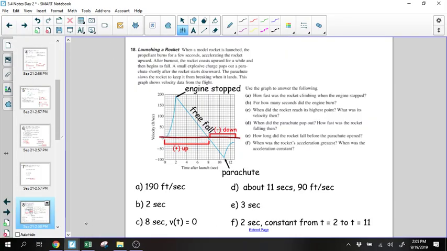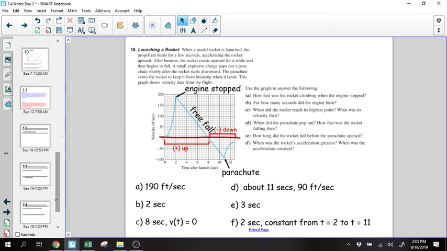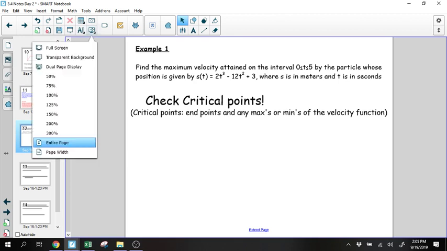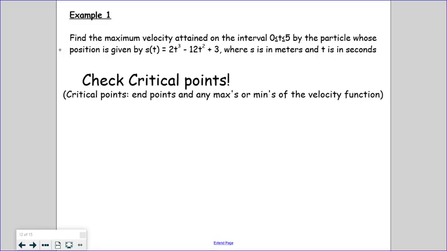Let's go ahead and go back to our notes for today. And the topic I want to add today is this concept of what we refer to a lot called critical points. So in this example here, it says find the maximum velocity attained on the interval from 0 to 5 by the particle whose position is given by s of t equals 2t cubed minus 12t squared plus 3, where s is in meters and t is in seconds.